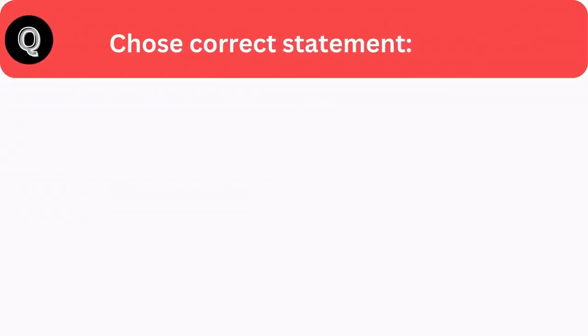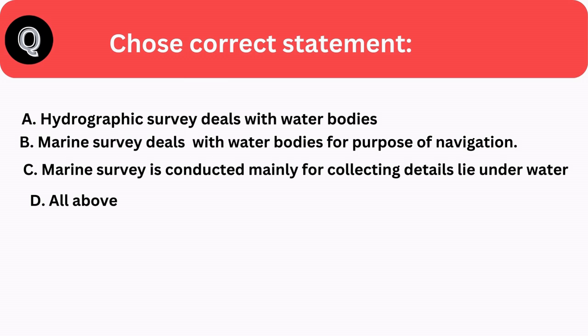Choose the correct statement. Option A, hydrographic survey deals with water bodies. Option B, marine survey deals with water bodies for the purpose of navigation. Option C, marine survey is conducted mainly for collecting details that lie under water. Option D, all above. Answer D, all of above.